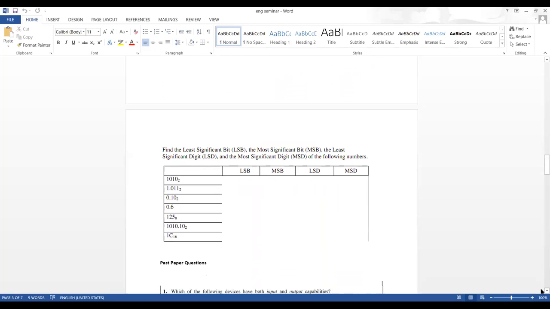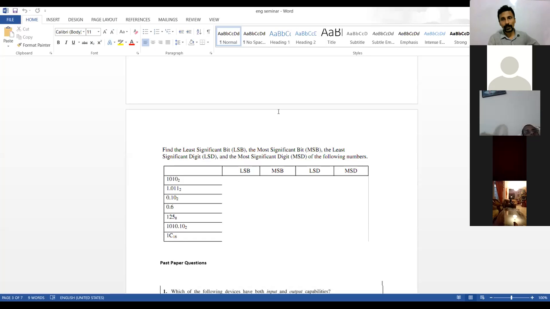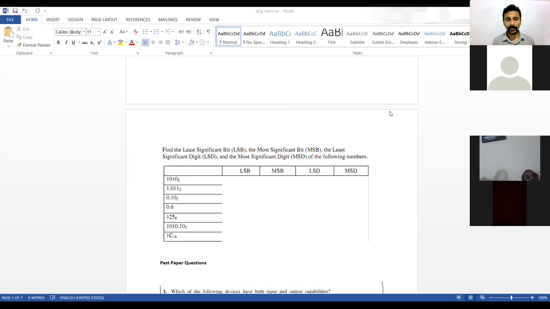This is a bit confusing one that I taught you. Find out LSB, MSB, LSD and MSD, right? Make sure you are finding only the relevant ones. You don't get LSB and MSB for whole numbers. You get them only for binary numbers. LSD and MSD, you don't get them for binary, but for the whole numbers, right? Okay, find out them.